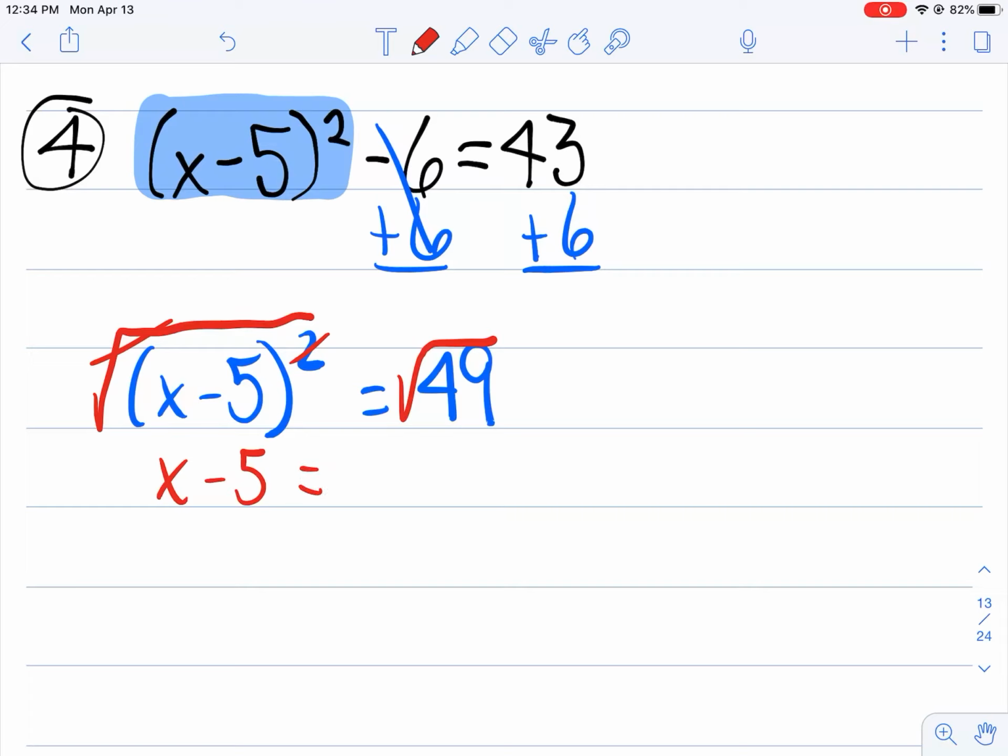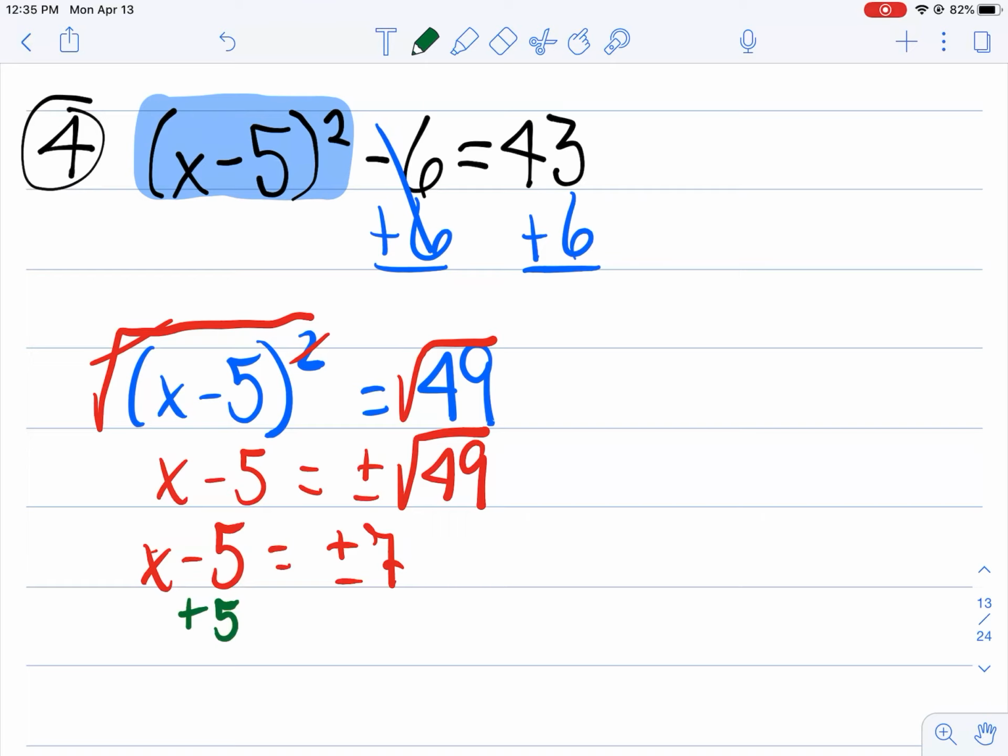And over on the other side, you're going to have plus or minus the square root of 49. And we know the square root of 49 is 7. So I'm going to do x minus 5 equals plus or minus 7. And then, to finish it up, all I have to do to get x by itself is add 5.